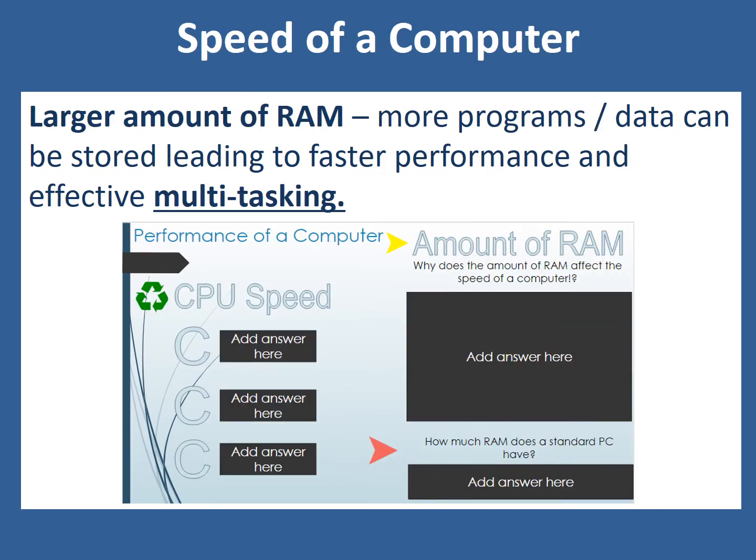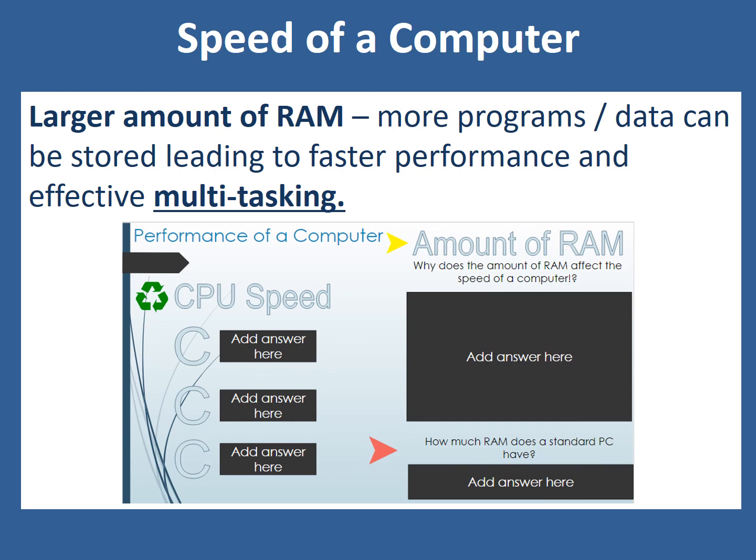Here's a quick recall task. Find this page in your workbooks and tell me what the 3 C's are that affect CPU speed. You should have come to the conclusion that they were cache, clock speed and cores. Can you try and complete the section which says the amount of RAM? Why does the amount of RAM affect the speed of a computer? Pause the video and complete this task now.